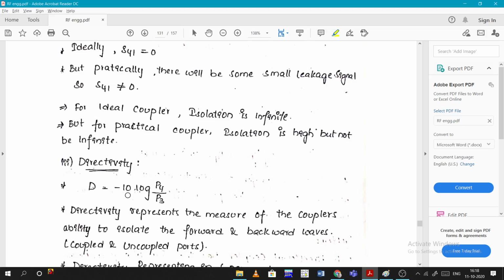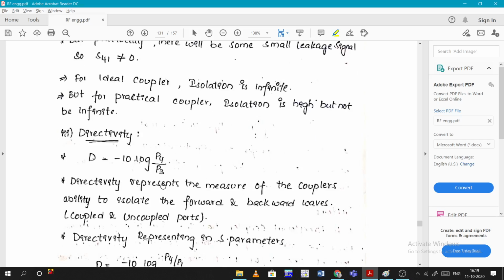Directivity can be written as D equals minus 10 log. Directivity is the ratio of power delivered to the isolated port, basically a difference. It's the measure of the coupler's ability to isolate the forward and backward waves between the coupled and uncoupled ports. The coupled port will be there and the uncoupled will be isolated. So it is the difference between the powers distributed to these two ports.